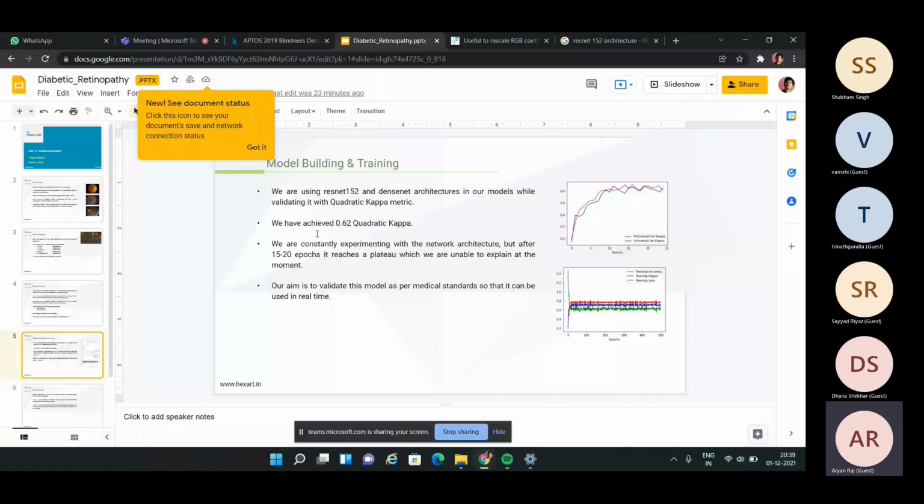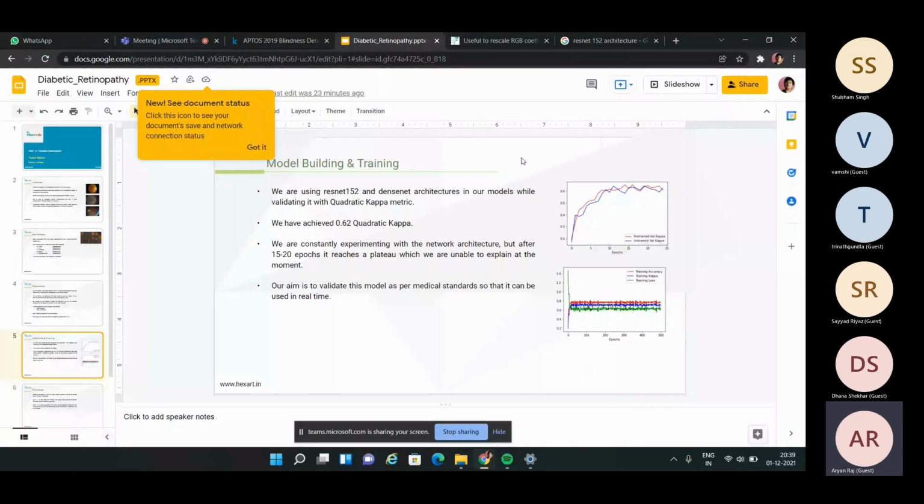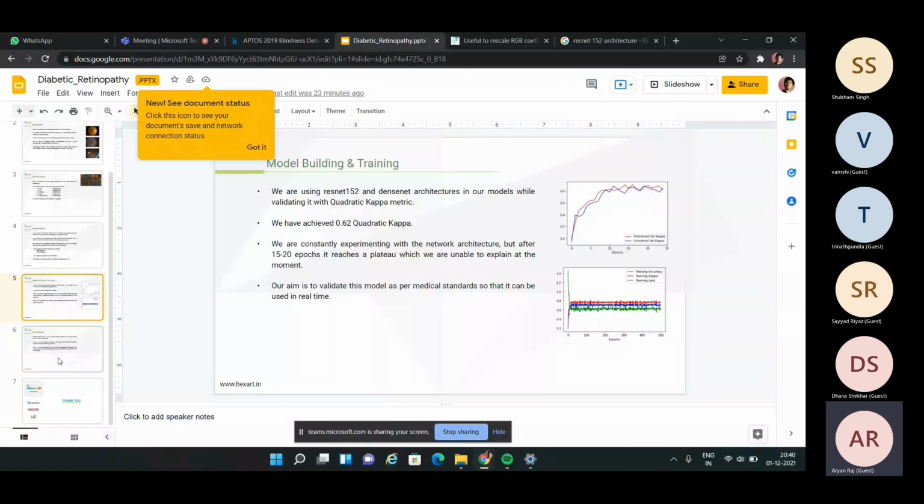Coming to model building and training, we are using ResNet 152 and DenseNet architectures in our models, and the metric we are using is quadratic kappa. Our aim is to make this model meet medical standards so that it can be used in real life.